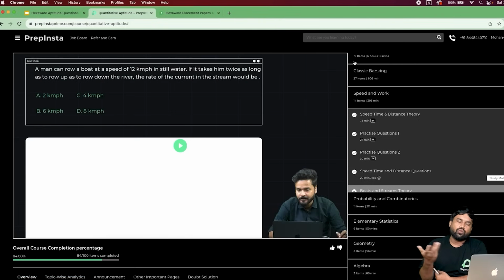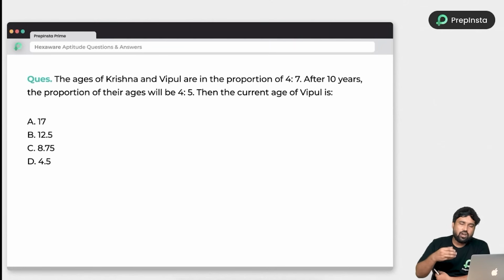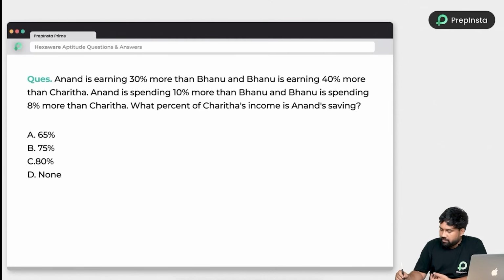So this is what you need to know. In order to learn, take your time. But in order to do the problem in the examination, don't take the time. It is very important. Next, Anand is earning 30% more than Bonu, and Bonu is earning 40% more than Charita.